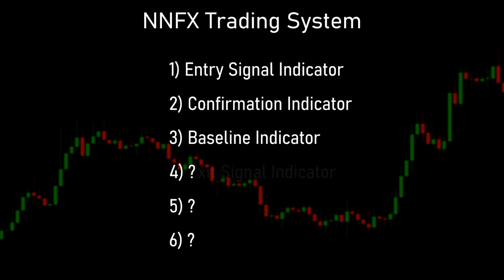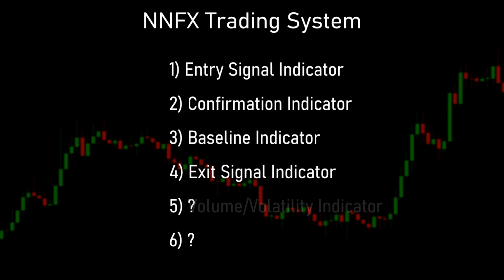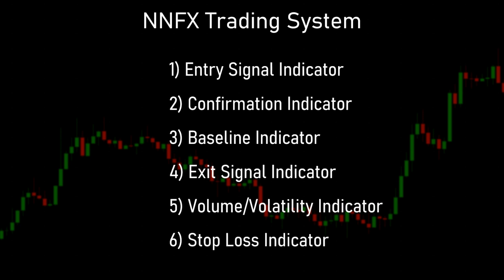Moving on, we need a good exit signal indicator which can tell us when the momentum is slowing down and when the price is more likely to turn against our trade. We will also need a volume/volatility indicator. This is necessary to confirm there is enough volume for us to get our trades filled and that there is enough volatility to avoid ranging and sideways markets. Finally, a stop-loss indicator is essential to give the trade some breathing room while having a reasonable risk-to-reward ratio.